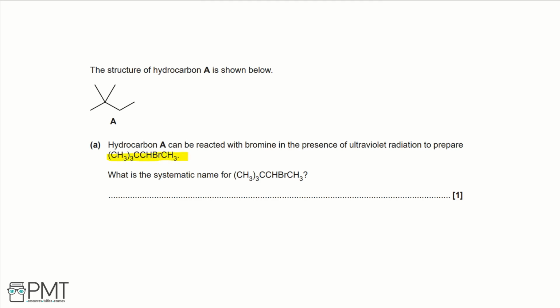So drawing this, we're going to add the bromine to carbon number 2. So we have our 3 methyl groups, our carbon chain, and then Br for bromine. Now we can start to name this. So we always start with the highest priority group, which is going to be bromine, and that's on carbon number 2, so we go 2-bromo.